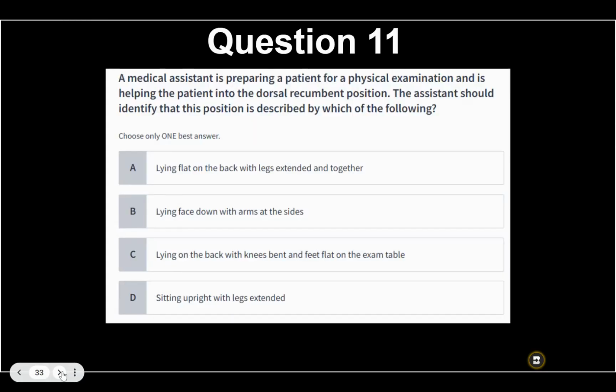All right, guys, question 11. A medical assistant is preparing a patient for a physical examination and is helping the patient into the dorsal recumbent position. The assistant should identify that this position is described by which of the following? A, lying flat on the back with the legs extended and together. B, lying face down with arms at the sides. C, lying on the back with knees bent and the feet flat on the exam table. Or D, sitting upright with legs extended.